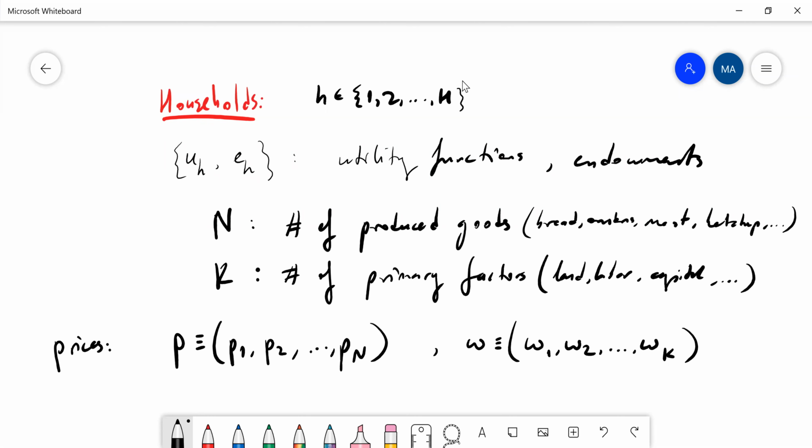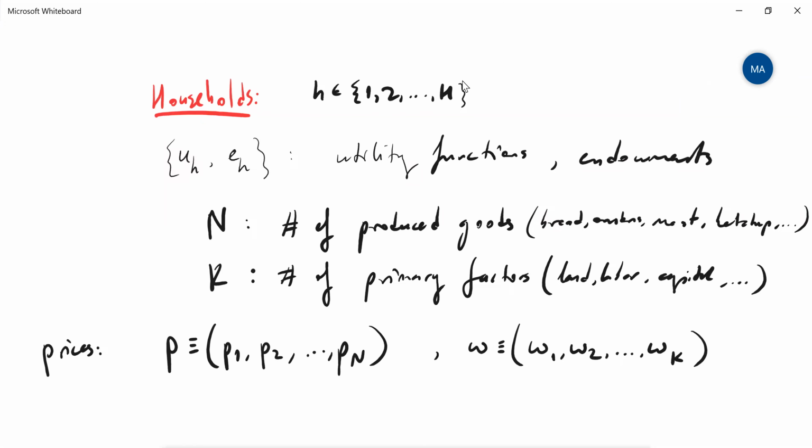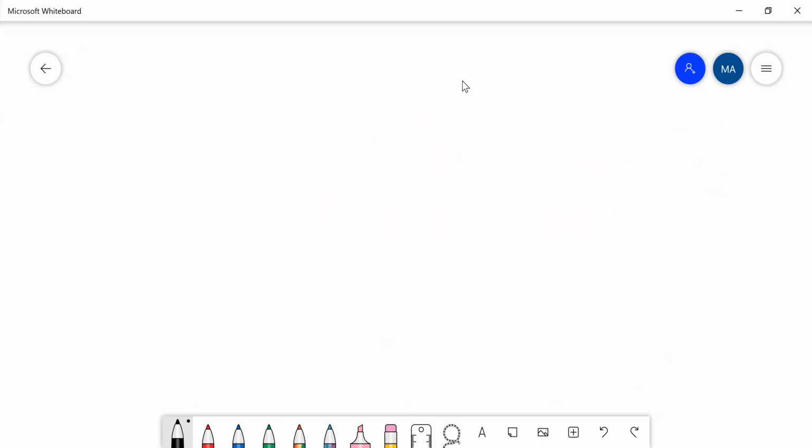Okay, so for the households, of course, we're going to look at the utility problem, right? So we're going to look at a problem like this. There is this household which maximizes utility obtained from two things. First, there's the consumption vector, and then there is this endowment of primary factors. All right. So here, the budget constraint looks like this.